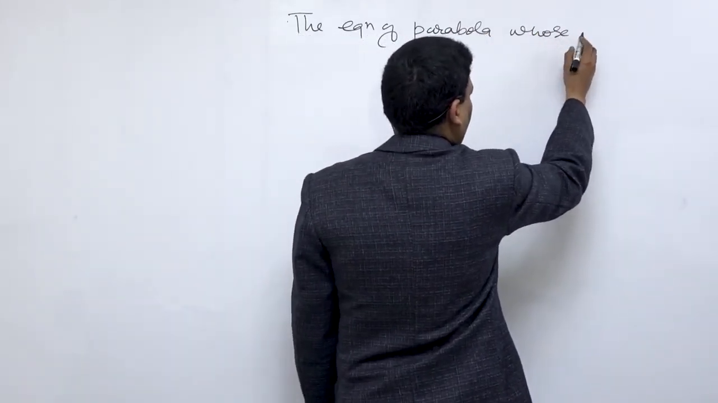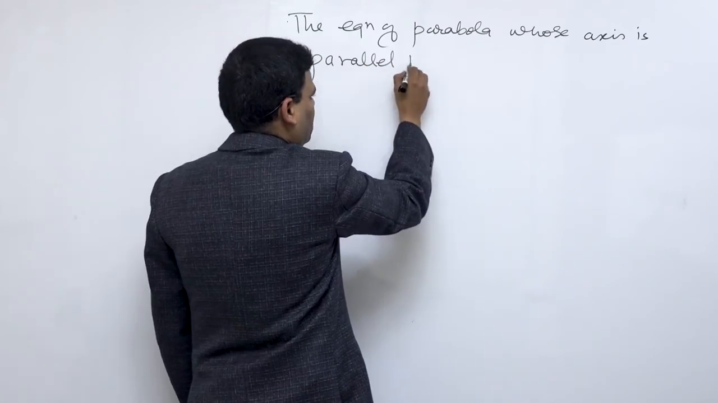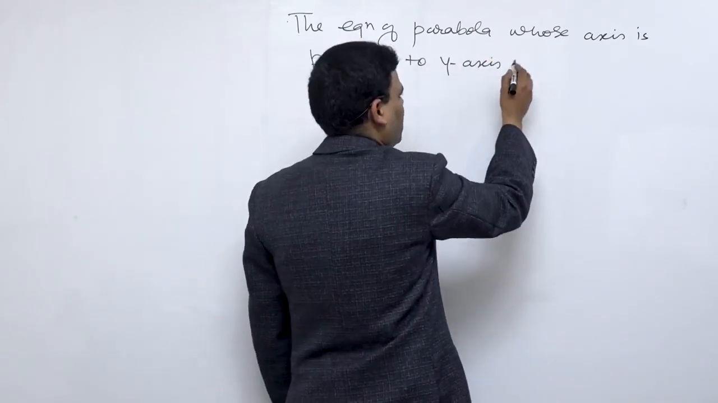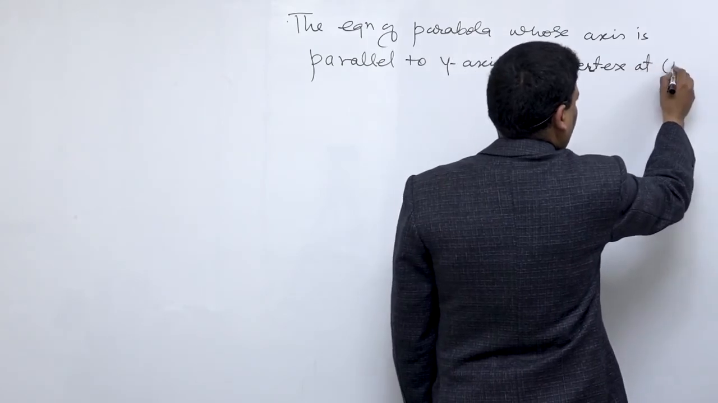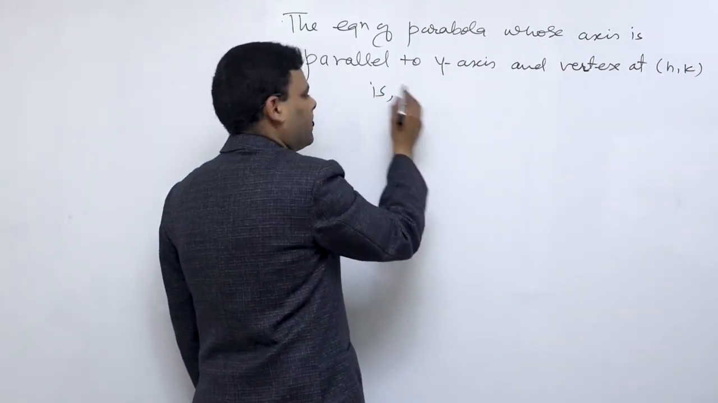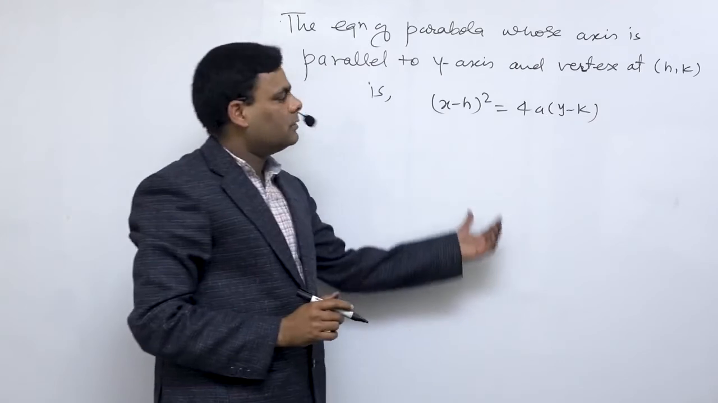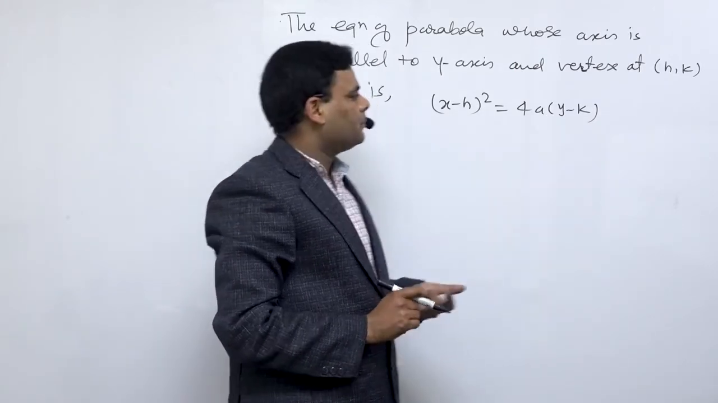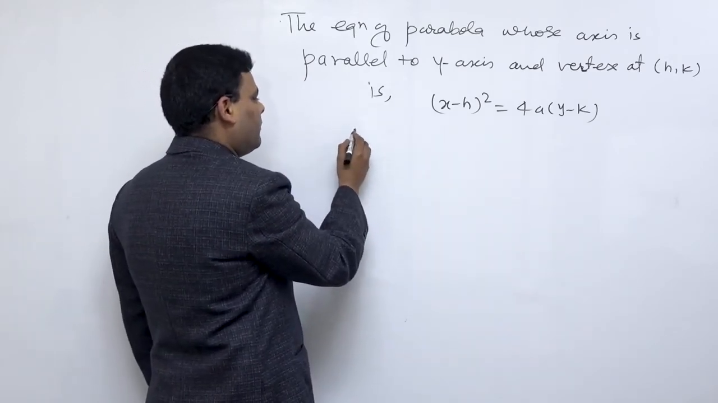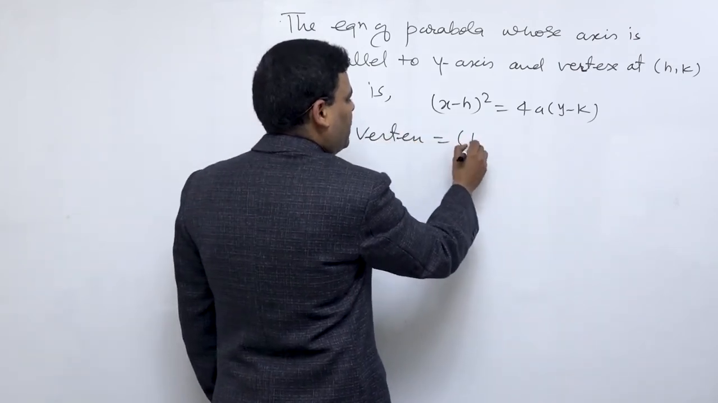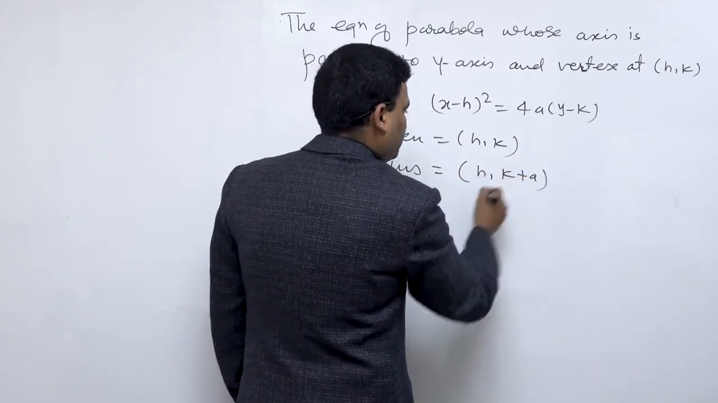Now the equation of parabola whose axis is parallel to the y-axis and vertex at (h, k) is (x minus h) whole square equals 4a into (y minus k), which can be derived as before, whose vertex is at the point (h, k) and focus is (h, k plus a).